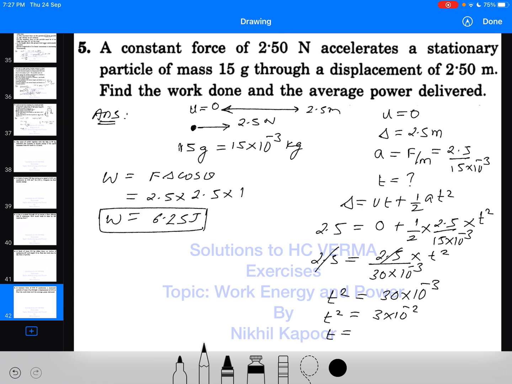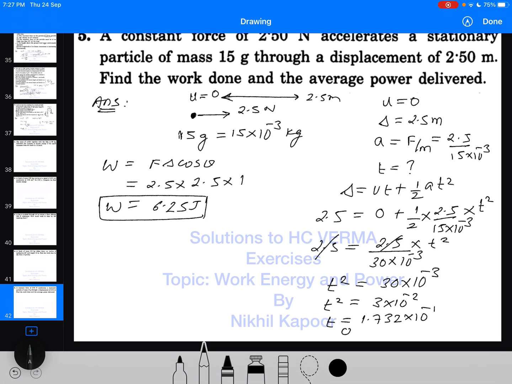So t will be equal to under root of this whole thing. The value of root 3 is 1.732, into 10 raised to minus 1. So the time taken for this complete operation would be equal to 0.1732 second. So we need to find power. So what is power? It is the rate of doing work. So average power will be equal to total work done upon total time.